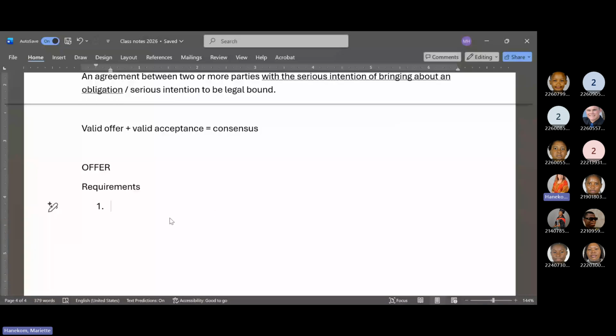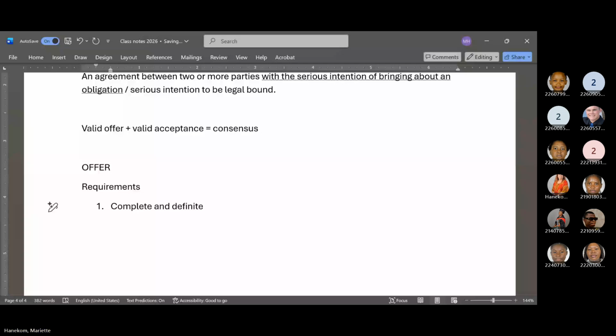The first one, it must be complete and definite. It must contain all the necessary information. It must be capable of being accepted simply by saying yes, or even not saying yes, nodding your head or putting your hand out for a handshake or a thumbs up. It must contain all the necessary information so that the person accepting this offer does not have to ask any further questions.